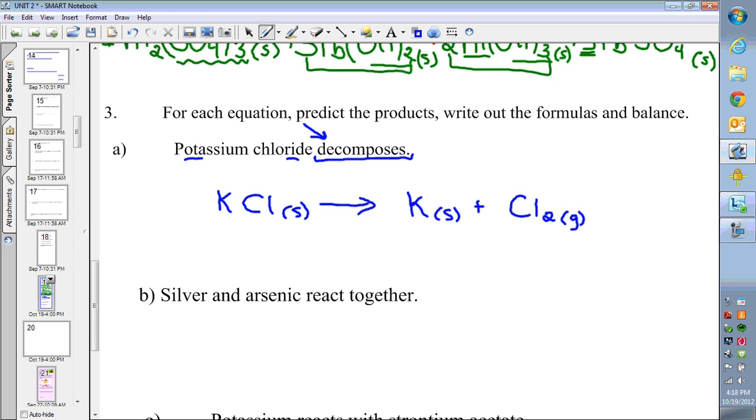So now we balance the reaction. We have 2 chlorines on the right. We need to put a 2 in front of the entire molecule to get 2 chlorines on the left. 2 Ks on the left means 2 Ks on the right, and we got ourselves a balanced reaction that we wrote ourselves and then formed.